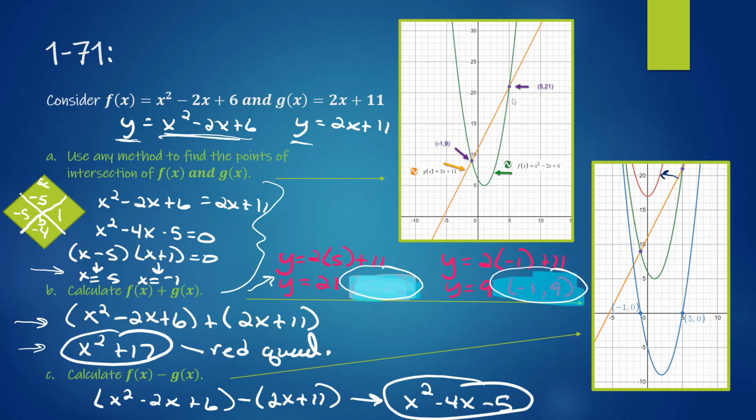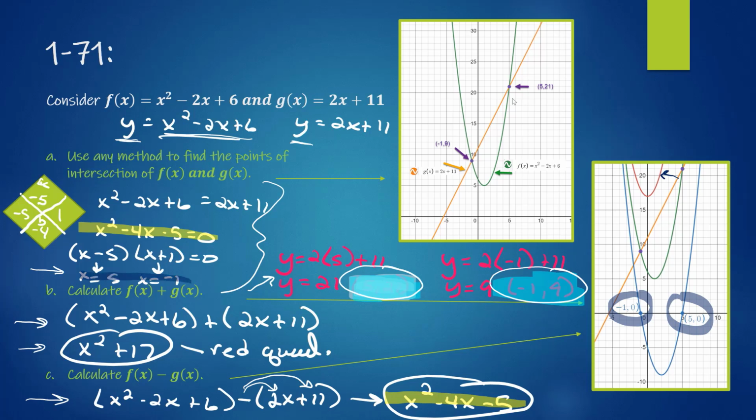Part C is kind of interesting once we get done. Subtracting them, don't forget, you've got to distribute that negative to both values inside the parentheses. So it ends up being x squared minus 4x minus 5, which should look very familiar to you based on this up here. This particular equation and this equation are similar. And it's kind of interesting because then you come over here and you look at what their zeros are. Well, those are the zeros that we came up with when we solved originally, right here.